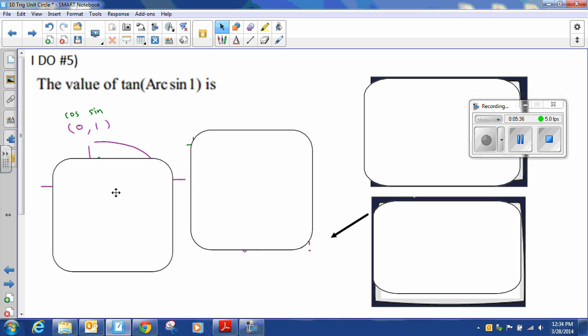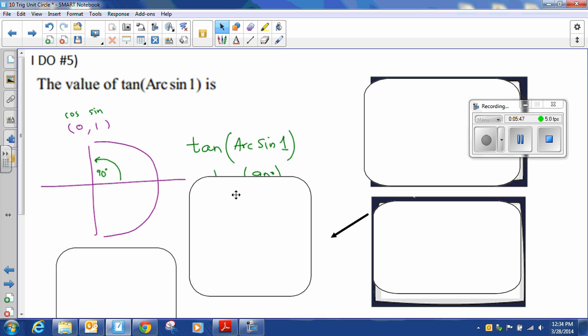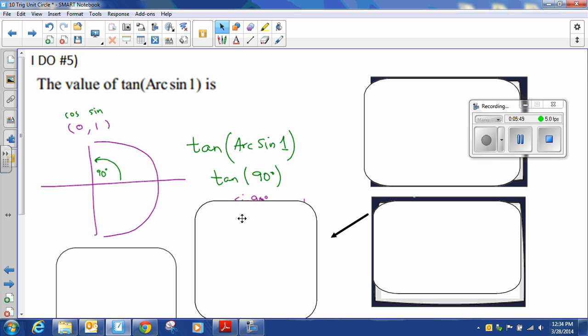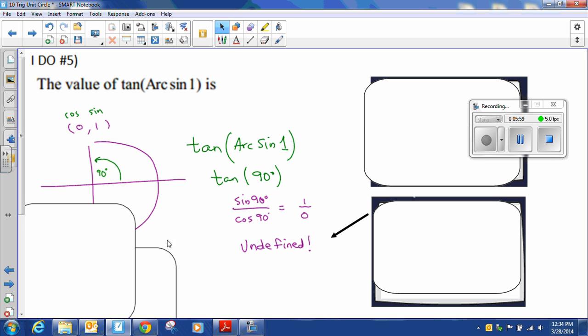Number 5. Again, we're drawing the same picture. What is arc sine of 1? Well, that's 90 degrees. What is the tangent of 90 degrees? You must remember that tangent is really sine over cosine. It's sine of 90 divided by cosine of 90, which is 1 divided by 0. Can you divide by 0 in math? No, you cannot. The answer is undefined.